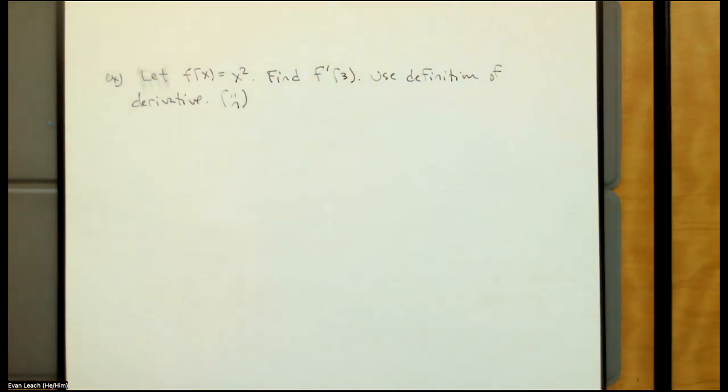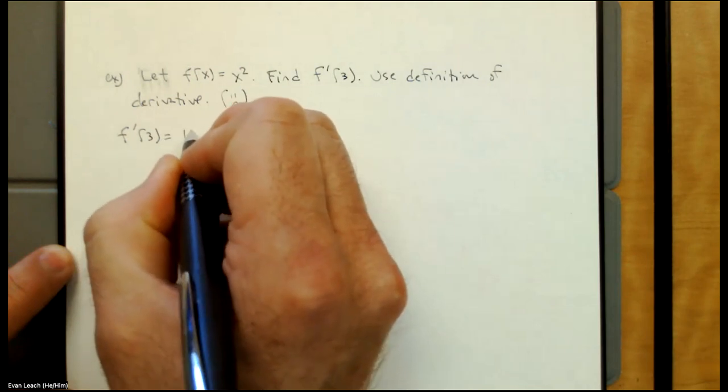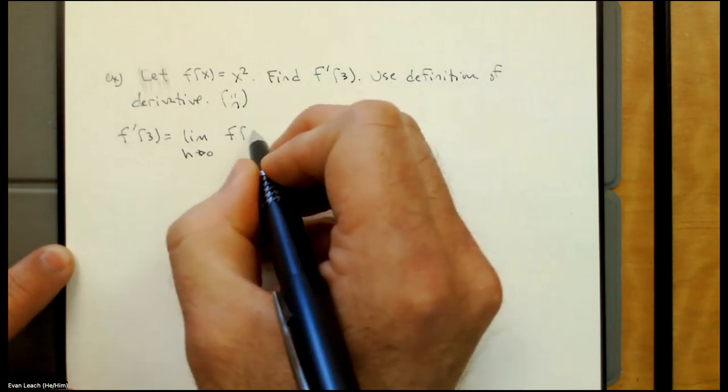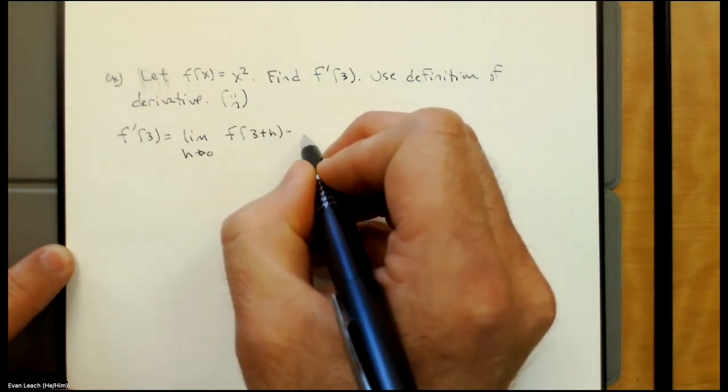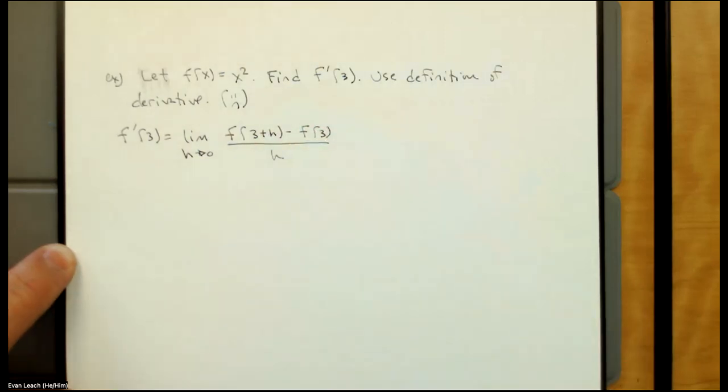So secretly, that's you being sad. Oh, come on, do we have to use the definition? I'm like, oh, yes, because this is an algebra problem, not a calculus problem. So f prime of 3 is going to be the limit as h goes to 0 of f of 3 plus h minus f of 3 all over h. This is what the definition says we have to do.